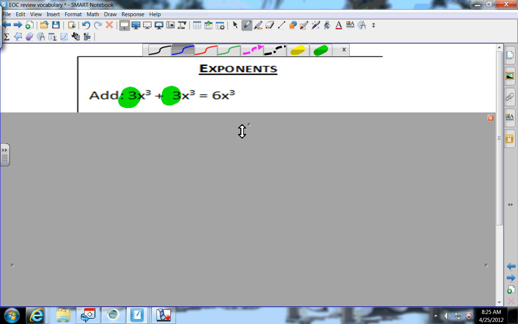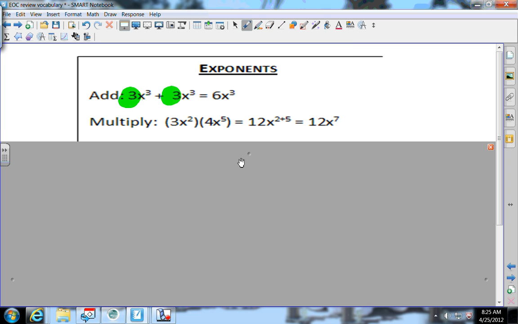Be careful with that. Next, on multiplying, you are going to multiply the coefficients, but remember that you add the exponents. Okay? When multiplying the bases, add the exponents.